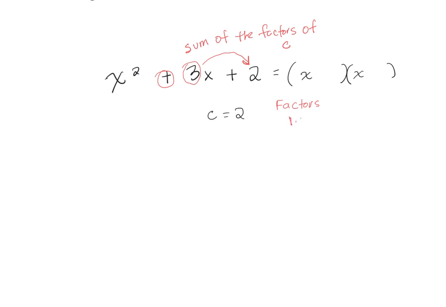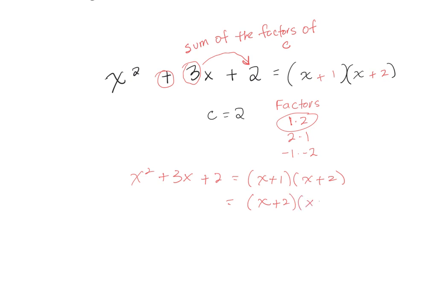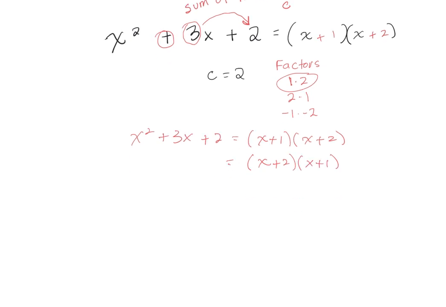Well, 1 times 2, 2 times 1, it's the same thing. You could also say negative 1 times negative 2. So what adds up to 3? Well, 1 plus 2. So I'm going to put those in: plus 1, plus 2. And so x squared plus 3x plus 2 is equal to x plus 1 times x plus 2, or x plus 2 times x plus 1, because you can write it in any order. Okay, let's take a look at another example.